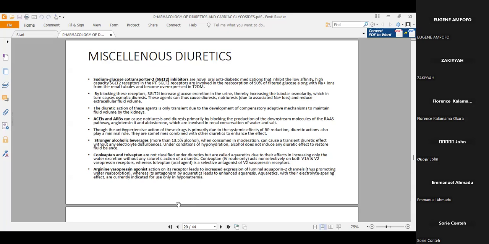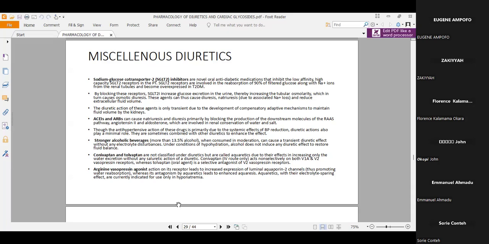Alcoholic beverages, when consumed in moderation, can also cause a transient diuretic effect without causing electrolyte disturbance. Under conditions of hypohydration, alcohol does not induce any diuretic effect to restore fluid balance.